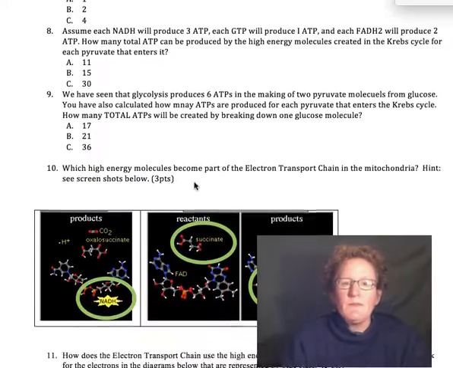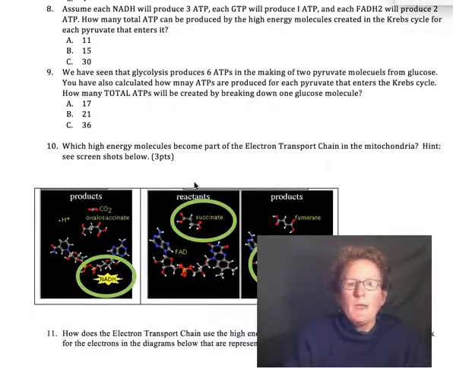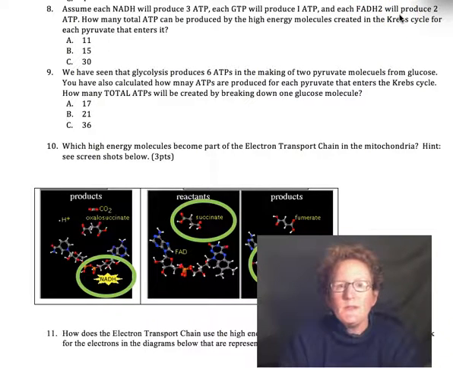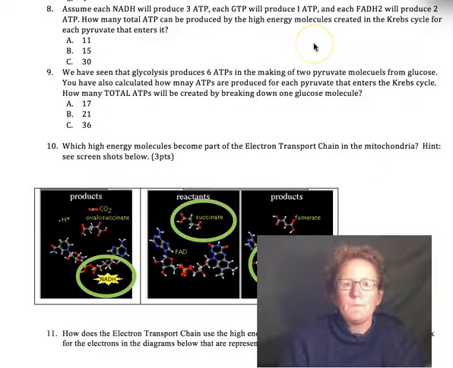Now we have to do a little bit of accounting. Assume each NADH will produce 3 ATP, each GTP will produce 1 ATP, and each FADH2 will produce 2 ATP. How many total ATP can be produced by the high energy molecules created in the Krebs cycle?